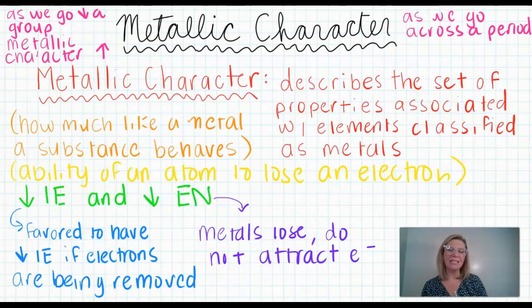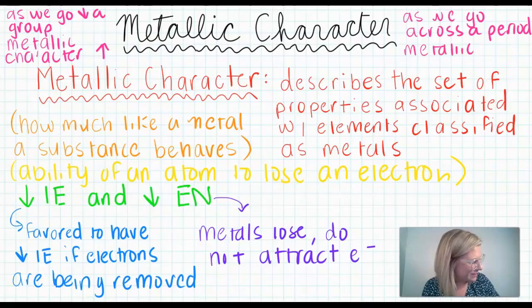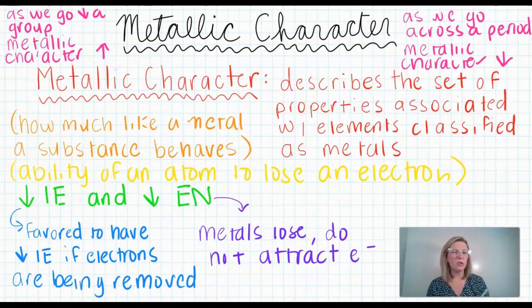What about electronegativity? As we go from left to right, our electronegativity is also increasing. The ability of the non-metal atoms to gain an electron is much higher. So again, that's not metallic at all. So as we go across a period, the metallic character is decreasing, okay?